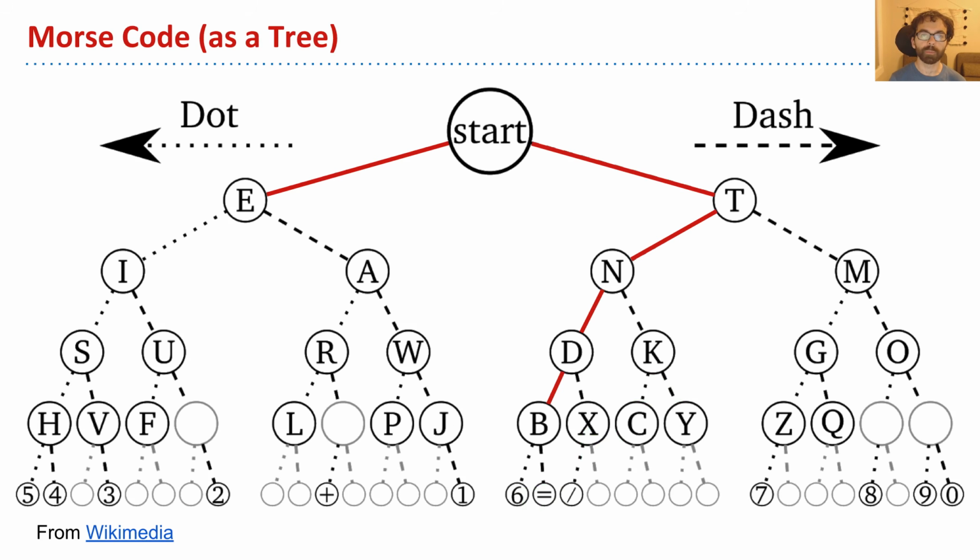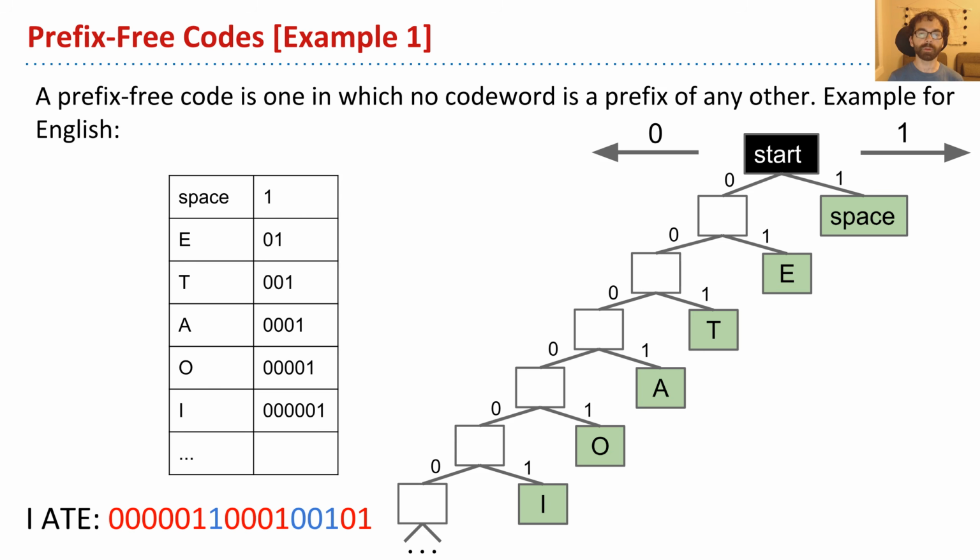As a contrast with Morse code, we can instead build what's known as a prefix-free code. A prefix-free code is just a code where no code word is a prefix of any other. Here's the most trivial possible example for English. A space might be 1, E might be 01, T might be 001, A might be 0001, and so forth.